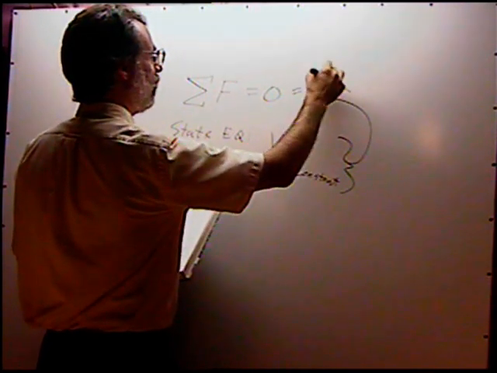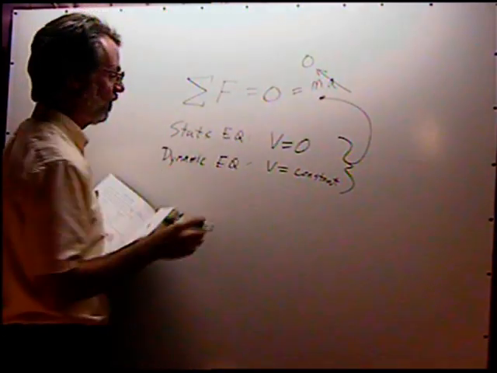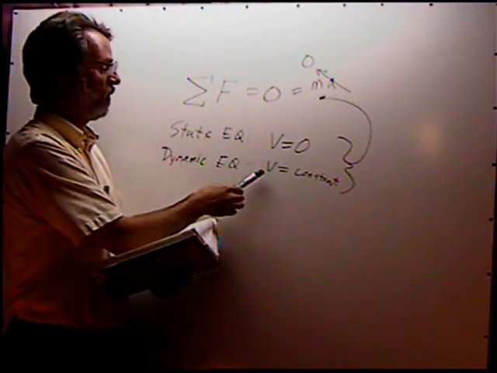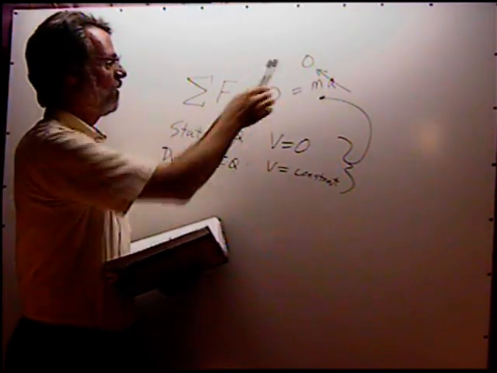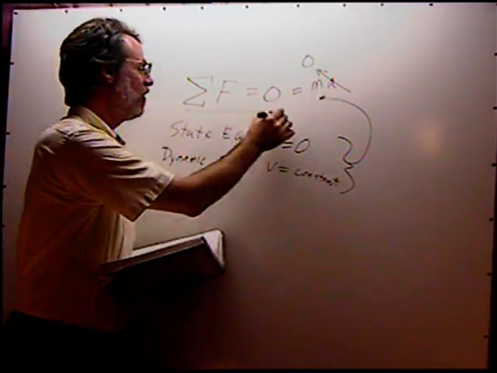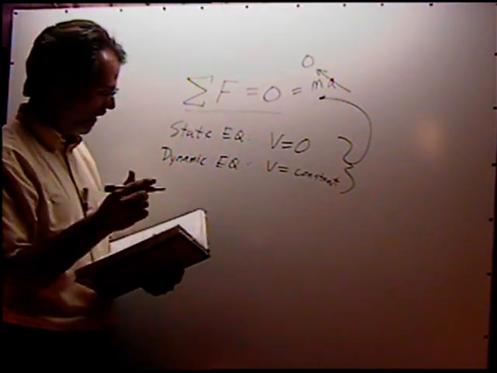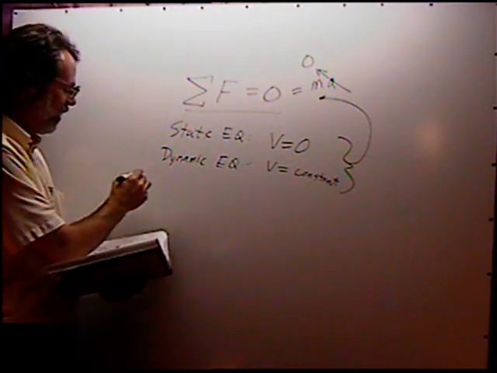But in both these situations, notice that the acceleration is 0. If the velocity is 0, the acceleration is 0. If the velocity is constant, the acceleration is 0. So in both these cases, the sum of the forces is equal to 0. Okay, number 3. What is tension?